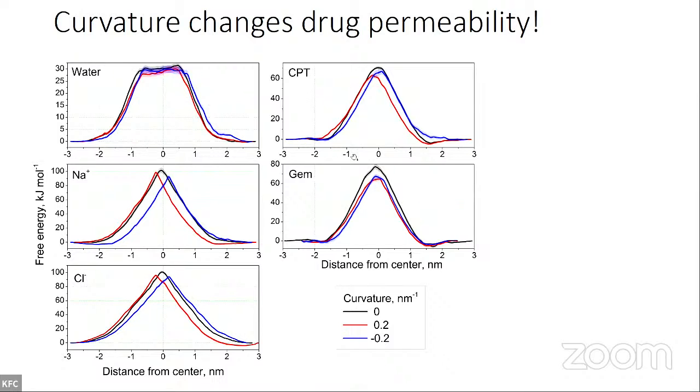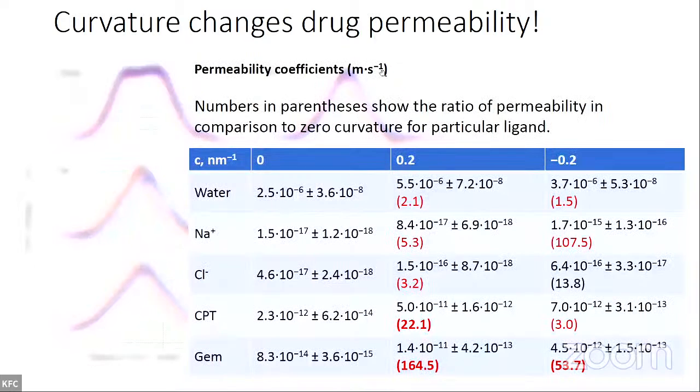And other drugs, cisplatin and gemcitabine, both anti-cancer drugs, and you can see that the changes are quite dramatic. You should remember that permeability is exponential of this. So if you see such changes here, the permeability will change a lot. But what is a lot? A lot is up to 200 times.